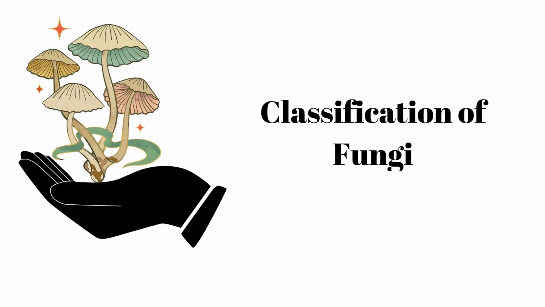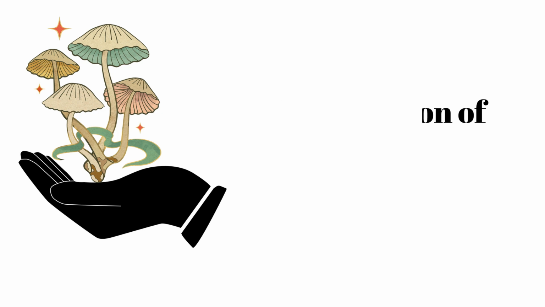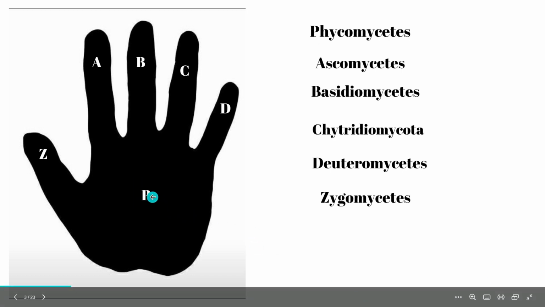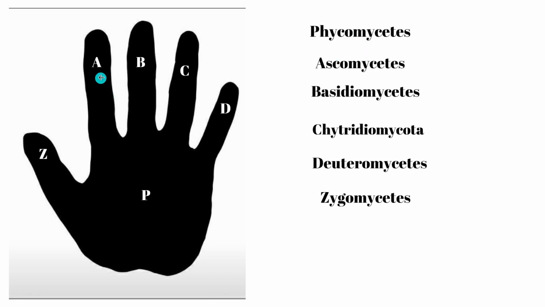So it is one of the important topics for your exam. Here, in order to remember the classification of fungi, you need to remember your palm and your fingers. Here you can see in this picture, P stands for Phycomycetes, A, B, C, D, and this is Z. A stands for Ascomycetes, B stands for Basidiomycetes, C stands for Basidiomycota, D stands for Deuteromycetes, and finally Z stands for Zygomycetes.